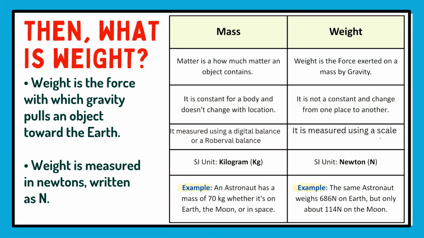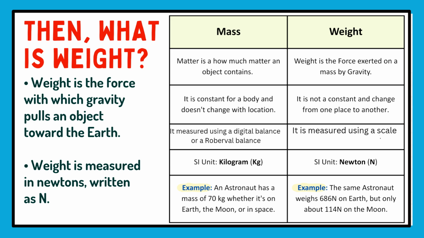What is weight? Weight is the force with which gravity pulls an object toward the Earth. Weight depends on gravity, so it can change from place to place. Weight is measured in newtons, written as N. We measure weight using a spring balance. Let's compare mass and weight.